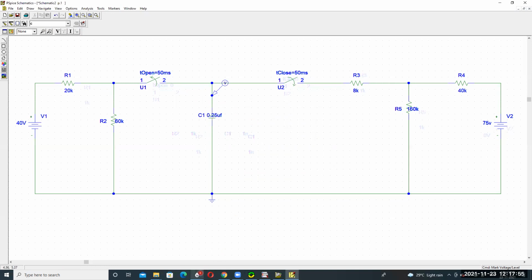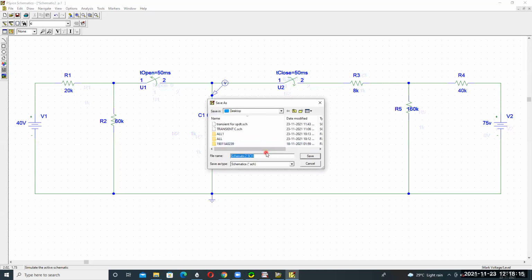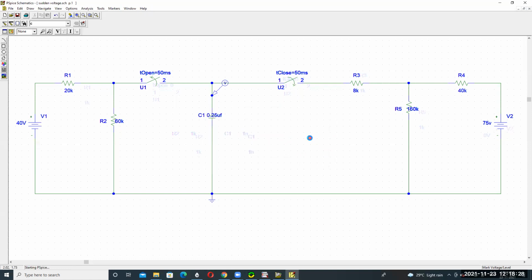So then you will get the response across the capacitor by simulating. The initial condition is 30 volts, so the voltage across the capacitor changes like this, starting from 30 volts. Press simulate and save. After this, we will get the response across the capacitor.